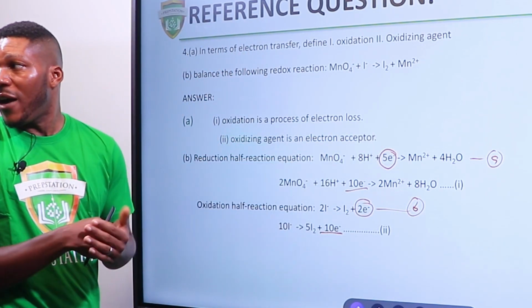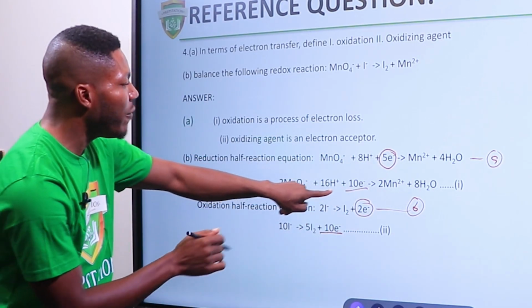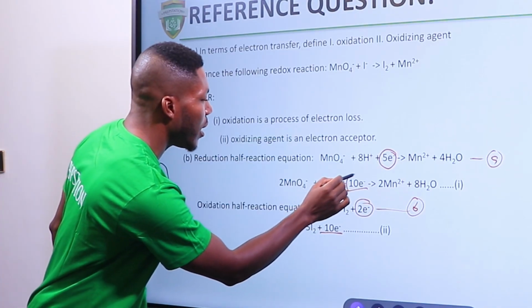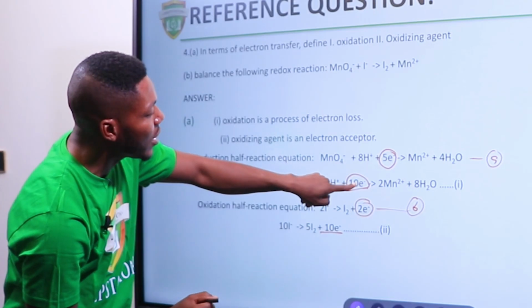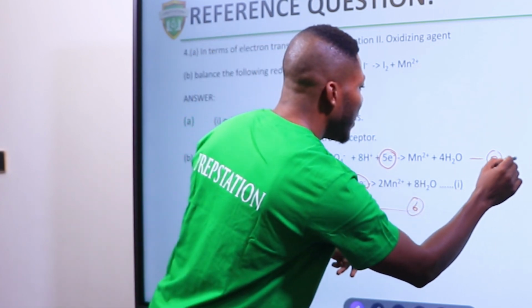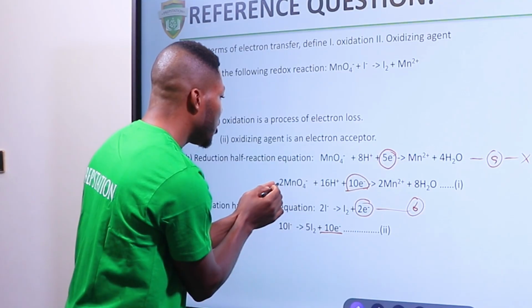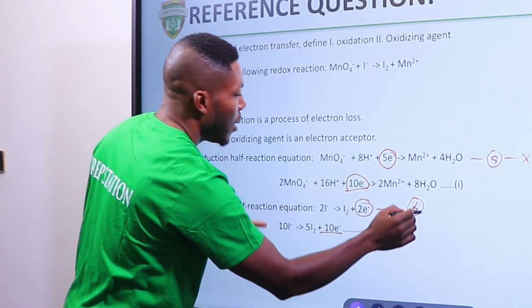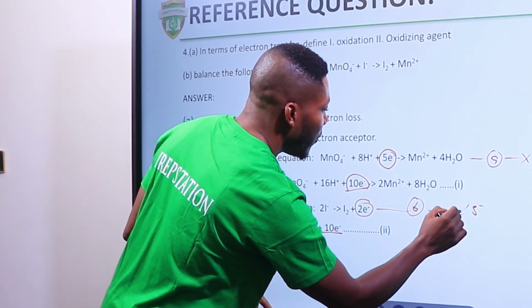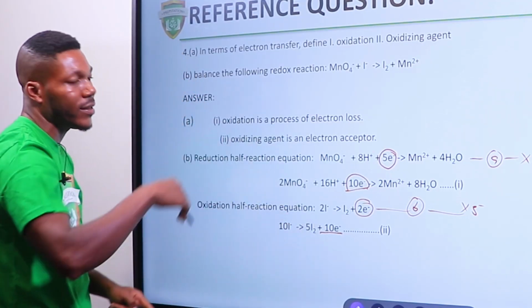The best way to do this is to multiply this by 2 and you have 10. That's why this 10 comes in here, so that we have 10 electrons in the reduction half. If you multiply this by 2, you have 10, that's why you have all of this by 2. Multiply this by 5 and you have this electron here. Alright, so they can equate it.